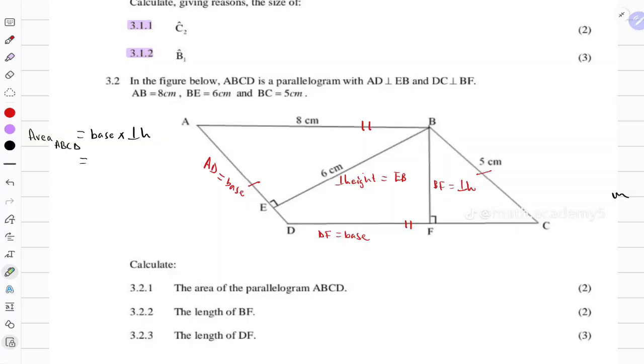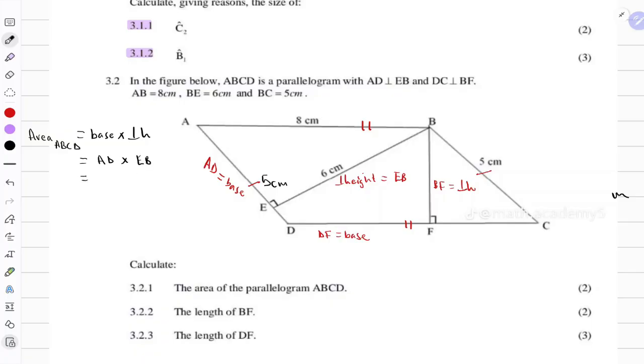So in other words, if this is 5 centimeters, it means AD should also be 5 centimeters. So let's note that. This here is 5 centimeters. Now we have the perpendicular height and we have the base. So we can just plug it into the formula. The base, as we have seen, is length AD times the perpendicular height, which is EB.